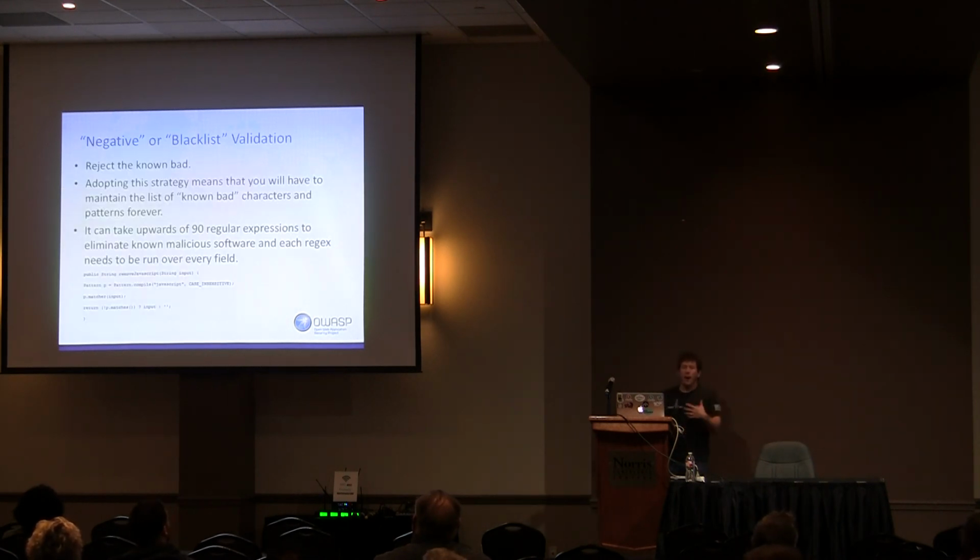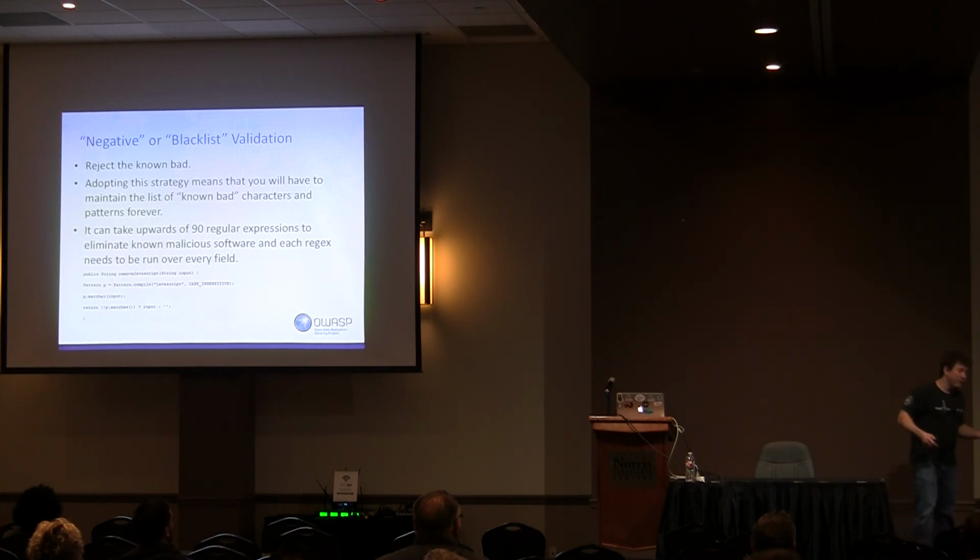So let's talk about different approaches to validation. Negative or blacklist validation is one where you go in and you say, I'm going to reject the known bad. And what this means is you've got to keep a list of what you think is bad. So one thing that's bad, right? Apostrophe or 1 equals 1. We haven't seen a lot of good things come out of allowing apostrophe or 1 equals 1. And so that would be a sensible thing to put on a blacklist.